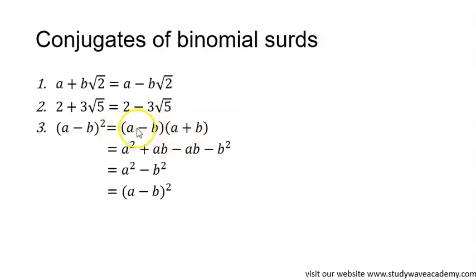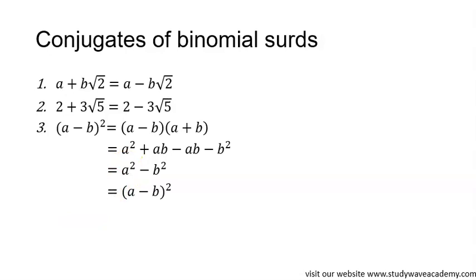If you want to simplify this, a times a is going to give you a squared, plus a times b is going to give you ab. Minus b times a is going to give you minus ab, and minus b times b is going to give you minus b squared. So ab minus ab is going to give you nothing, so you are left with a squared minus b squared. This can be simplified as bracket a minus b bracket close raised to power 2. It's still the same thing as this, okay? Are you seeing?